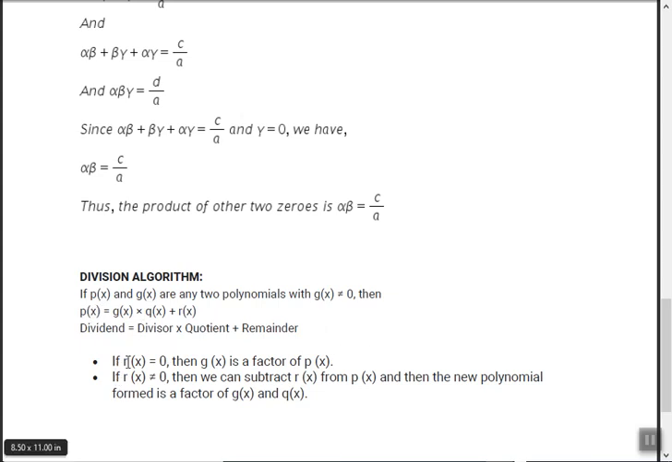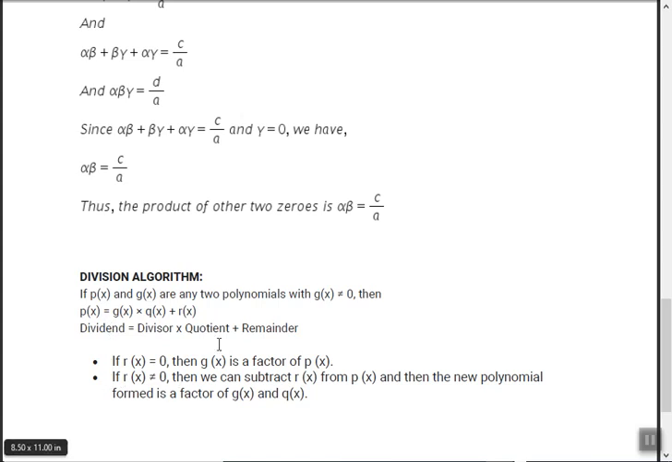If rx equals 0, meaning the remainder, if this 2 becomes 0, then what happens? This 32 becomes 30. So take 2 to this side, it becomes 30 equals 5 into 6. So that's okay. gx is a factor of px, so 5 is a factor of this 30.